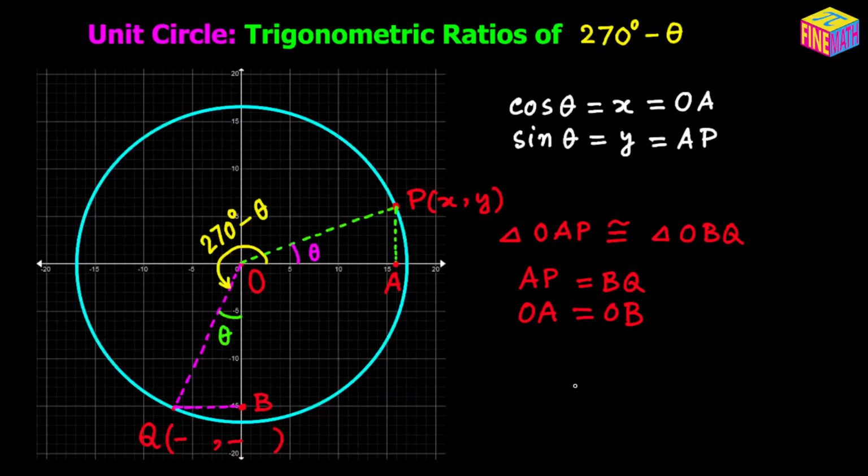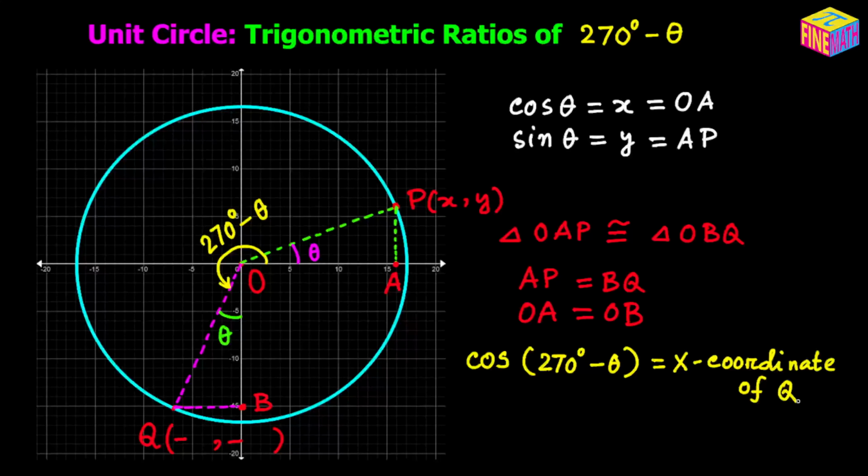From the concept of trigonometric functions, we know that the x coordinate of a point on the unit circle is represented by the cosine of the angle that OQ would create with the positive x-axis, right? So here in this particular example, we can say the x coordinate of Q would be equal to cosine of 270 degree minus theta. So let me write it down. I have noted that the cosine of 270 degree minus theta would be equal to the x coordinate of Q, and that's exactly what we are trying to find out, right?